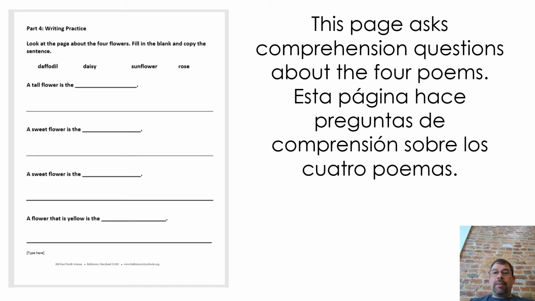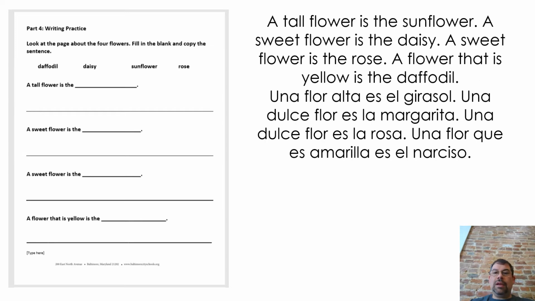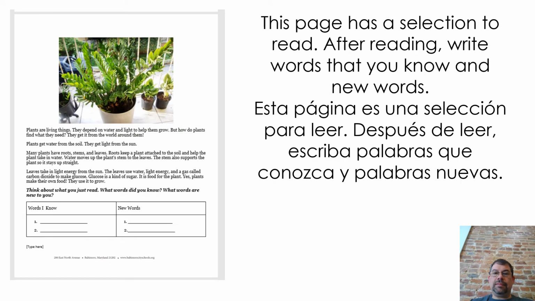Now on this page of the packet, we're asked comprehension questions about the 4 poems that I just read. A tall flower is the sunflower. A sweet flower is the daisy. A sweet flower is the rose. A flower that is yellow is the daffodil. This page has a selection to read. After reading, write words that you know and new words.